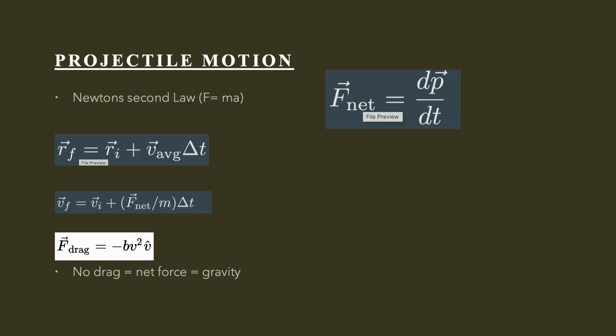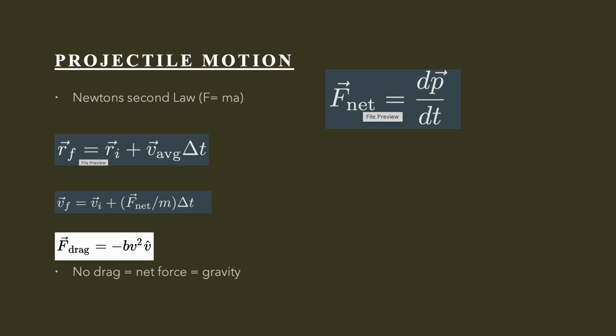Next, we will talk about Newton's second law, which states that the net force of an object is equal to the change in the object's momentum over a period of time, or force is equal to mass times acceleration. From this, we can get the position update formula, which is the final position is equal to the initial position plus the average velocity times the change in time. Another formula we can get is the velocity update formula, which is the final velocity is equal to the initial velocity plus the net force divided by the mass of the object times delta t.